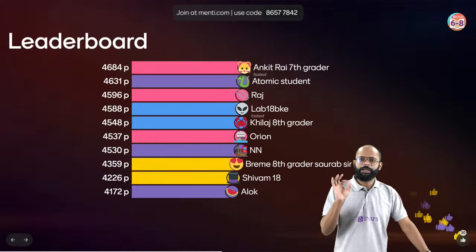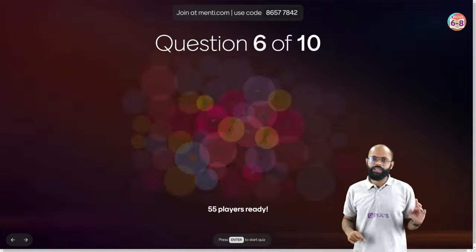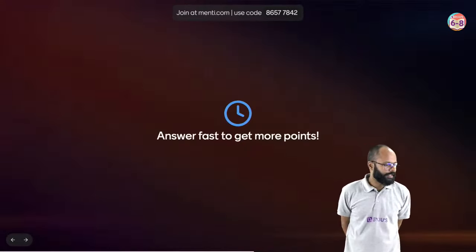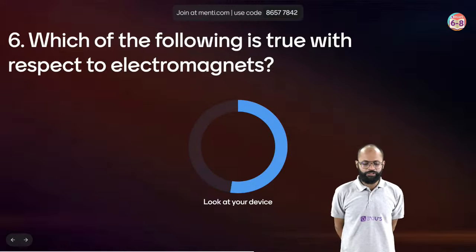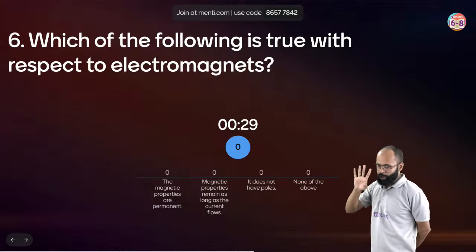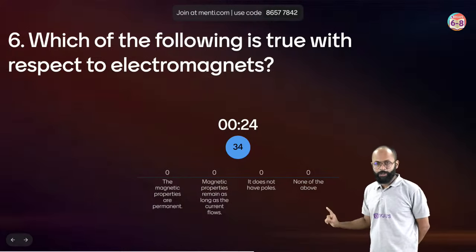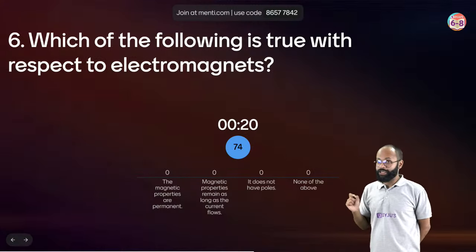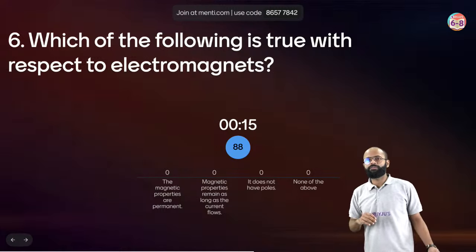Nice. बढ़िया. लास्ट फाइव क्वेश्चंस क्विकली, फटाफट. देखो भाई, 8:30 हो गए हैं. एट्थ ग्रेड वाले वेट कर रहे होंगे, थोड़ा भगाते हैं अब. ठीक है, क्वेश्चन नंबर 6 ऑन योर स्क्रीन. विच ऑफ द फॉलोइंग इज ट्रू विद रिस्पेक्ट टू इलेक्ट्रोमैग्नेट्स? फोर ऑप्शंस. द मैग्नेटिक प्रॉपर्टीज आर परमानेंट. सेकंड वन, मैग्नेटिक प्रॉपर्टीज रिमेन एज लॉन्ग एज द करंट फ्लोज. थर्ड वन, it does not have poles. Last one, none of the above.